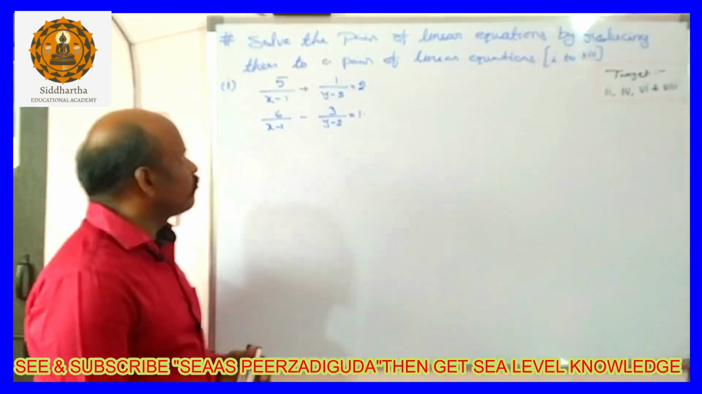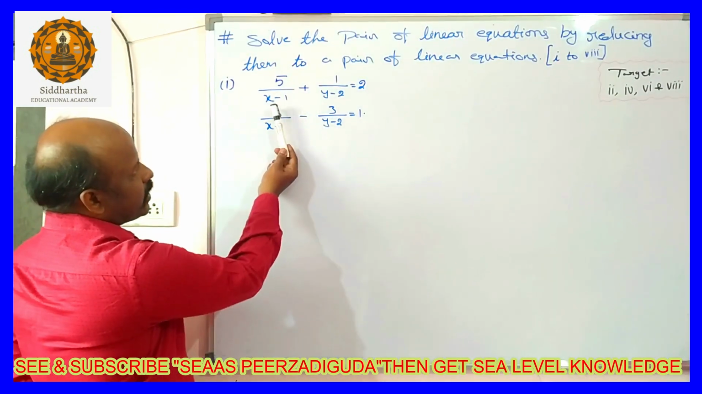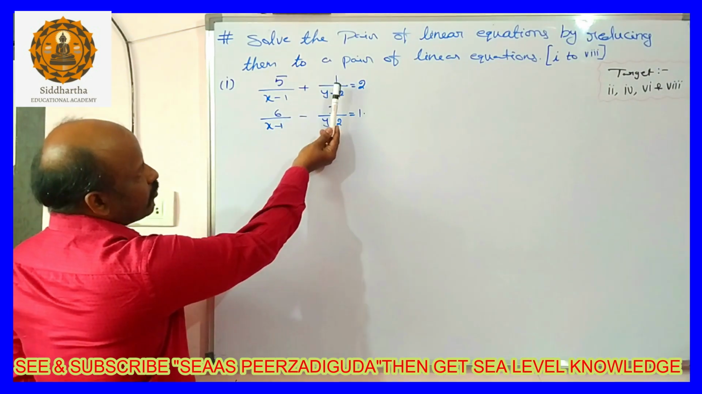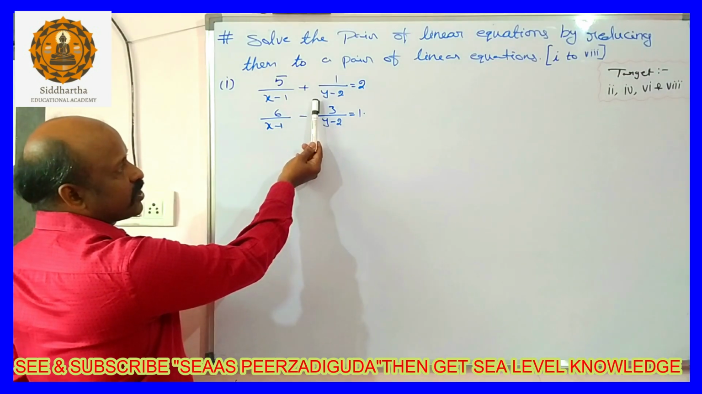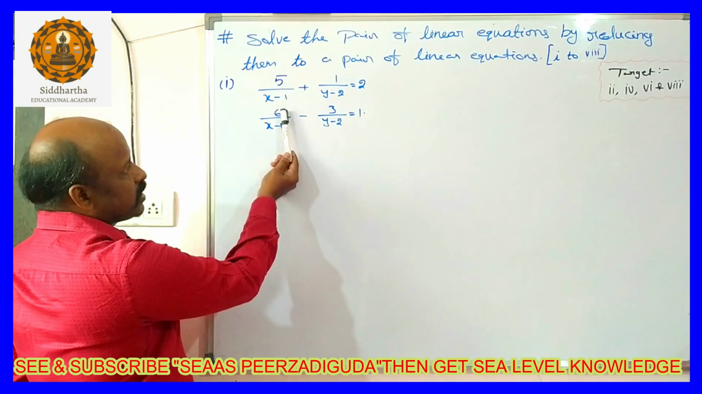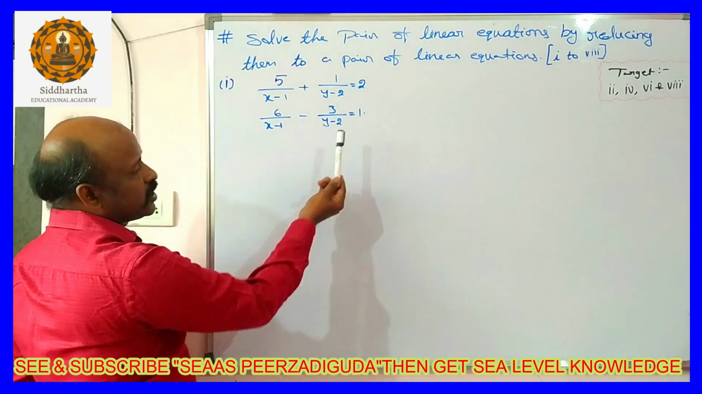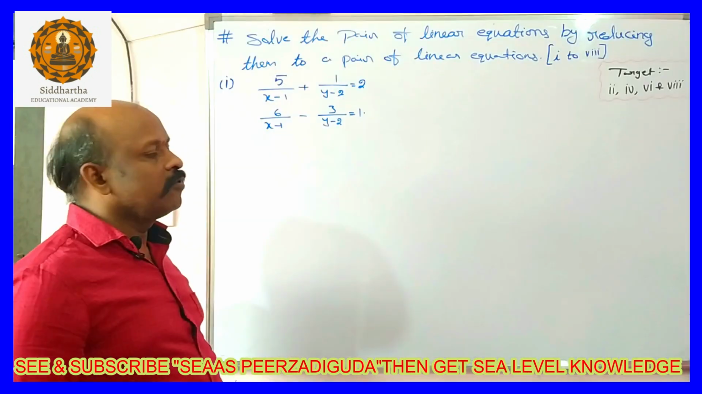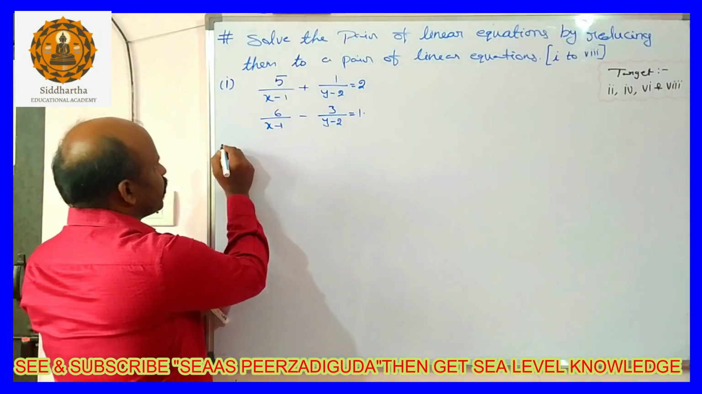Once you see the pair of linear equations here: 5 by x minus 1 plus 1 by y minus 2 is equal to 2. This is one equation, and the second equation is 6 by x minus 1 minus 3 by y minus 2 is equal to 1. This one we have to solve. Now you observe, I am going to start the solution here.